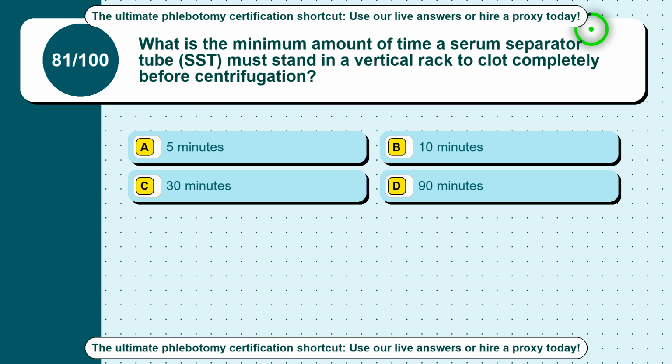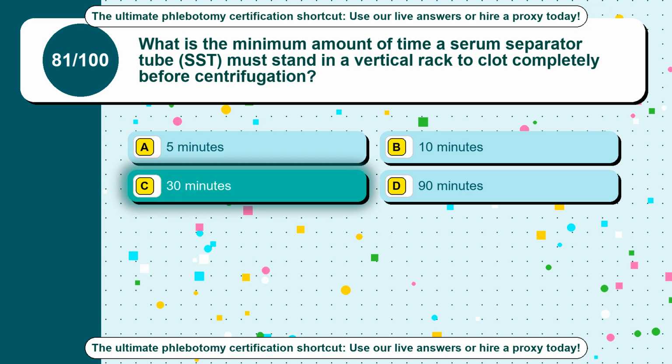Question 81. What is the minimum amount of time a serum separator tube, SST, must stand in a vertical rack to clot completely before centrifugation? Option A, 5 minutes. Option B, 10 minutes. Option C, 30 minutes. Option D, 90 minutes.